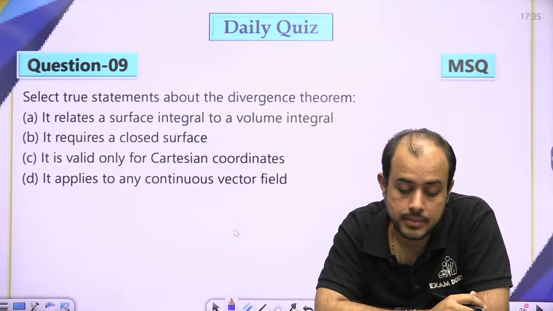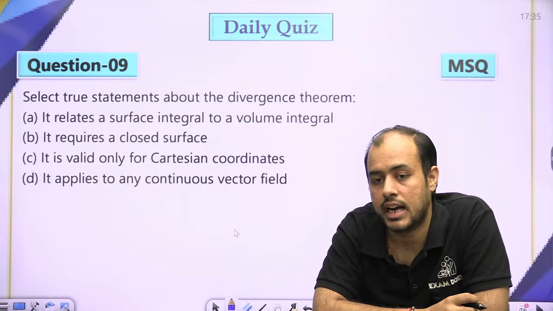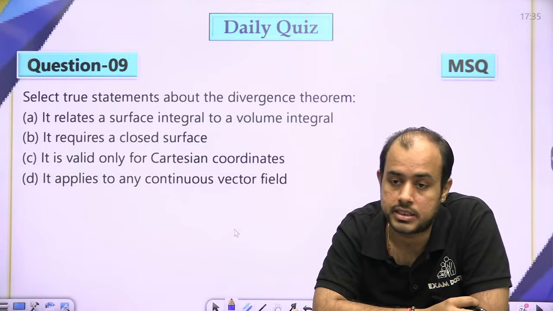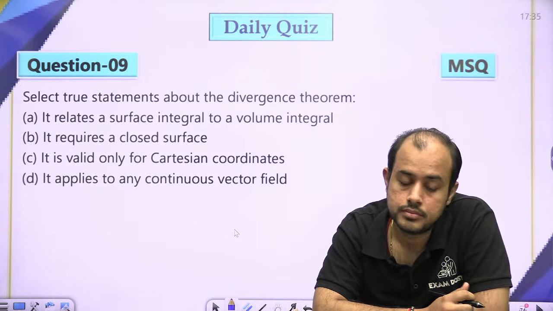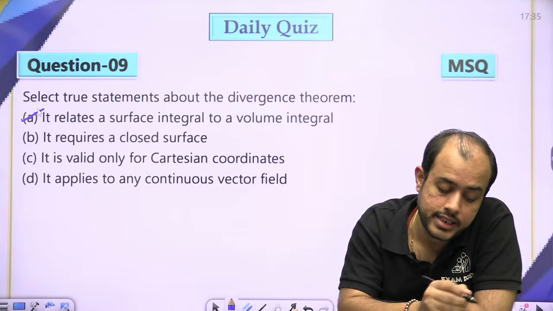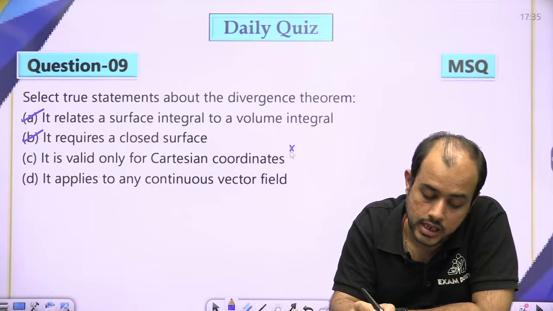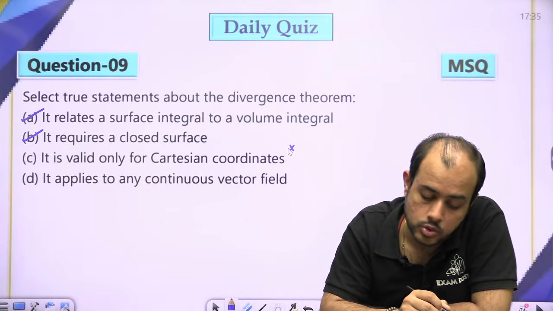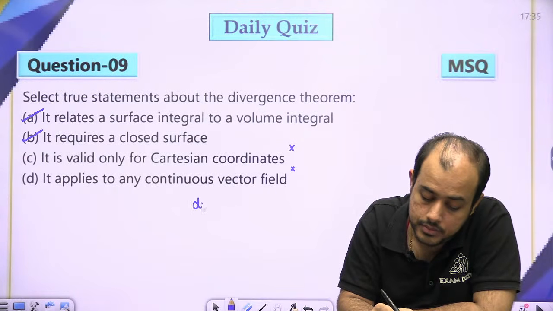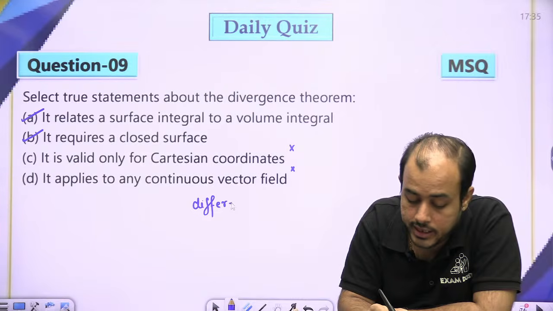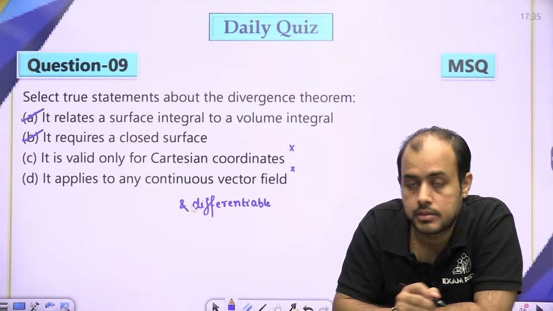Select true statements about the divergence theorem. Tell me what is correct about the divergence theorem. It relates the surface integration to volume, requires a closed surface, valid for Cartesian only, no, applies to any continuous vector field, no, differentiable. It should be differentiable. Okay.